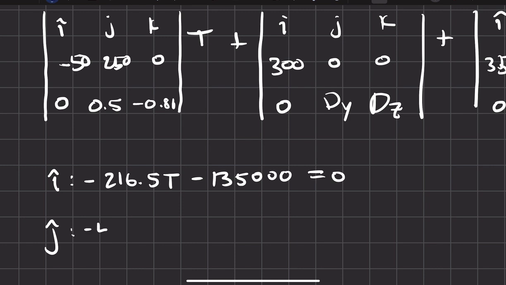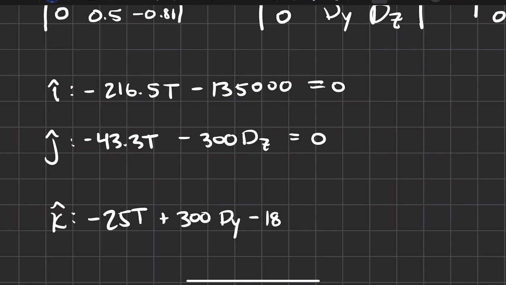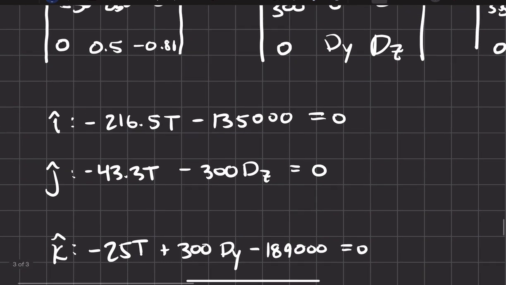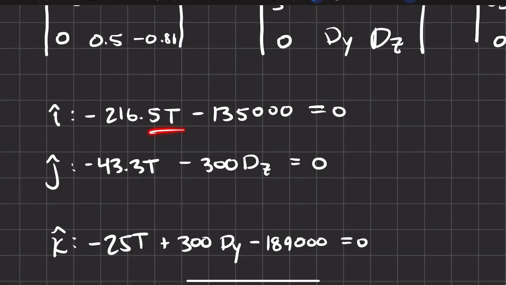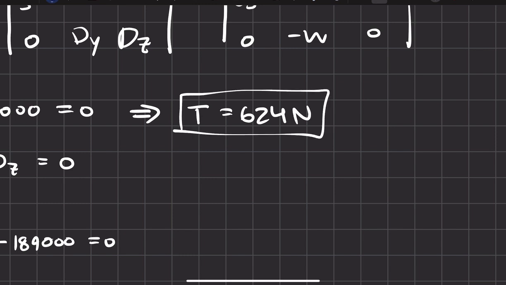The j equation is negative 43.3T minus 300 DZ is equal to 0. And we have our k equation: negative 25T plus 300 DY minus 18,900. Set that equal to 0 as well. We can see from this first equation that we only have one unknown, T, so we can immediately solve for the tension, which gives us T equal to 624 newtons, which is the second part of the problem.